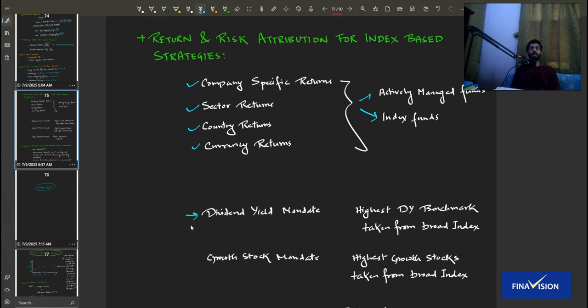These groupings remain more or less the same, but there can be certain specific objectives also, like there can be a dividend yield mandate. In that case, the index may have to be rearranged. A little bit of customization may have to be done, where the highest dividend yield stocks are selected from a broader index, and those highest dividend yield stocks are used as the benchmark from that index, right? Then there can be a growth stock mandate. In that case, again, a broader index can be arranged in terms of highest growth stocks, and then a certain number of those highest growth stocks act as the benchmark.